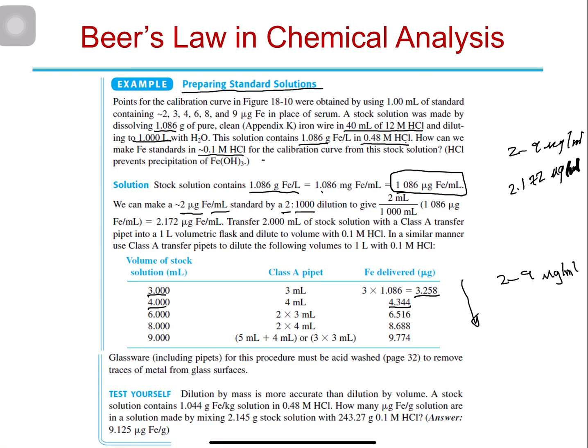Once you have all of these and you made the complex with the ferrozine, and then you measure the absorbance at the wavelength of maximum absorbance, or at the lambda max, you will then create the calibration curve, and you can use this to calculate the concentration of your sample.